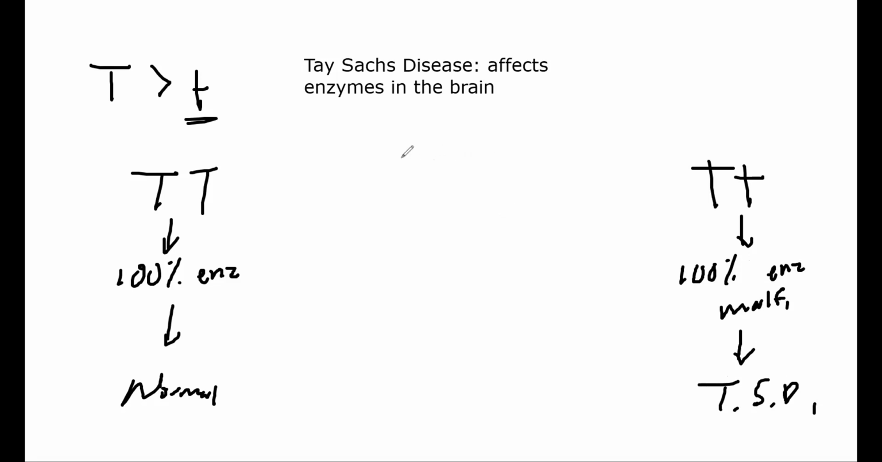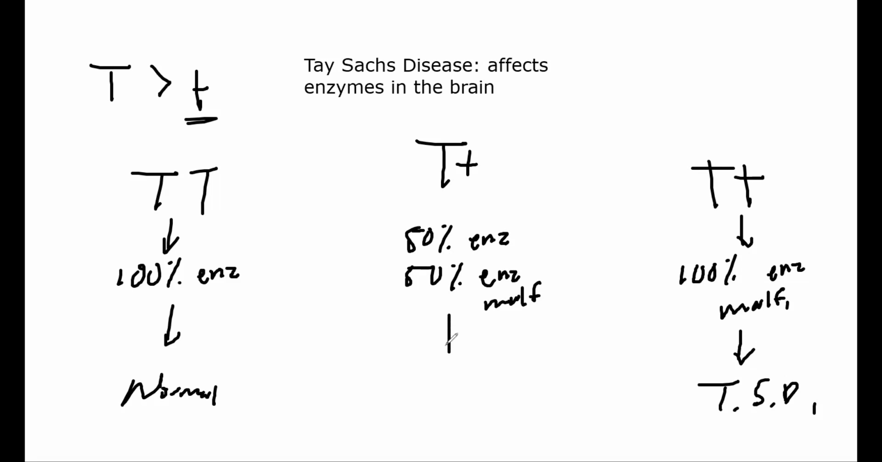As always, what's interesting is what happens in the heterozygote. Turns out if you're heterozygous, 50% of the enzyme is going to be functioning, and 50% of the enzyme is going to be malfunctioning. And so what happens to this person's health? Well, it turns out that if you have at least 50% of the enzyme working, you don't have Tay-Sachs disease. Your brain function is normal. You don't get seizures. You're not at risk for all these neural disorders.